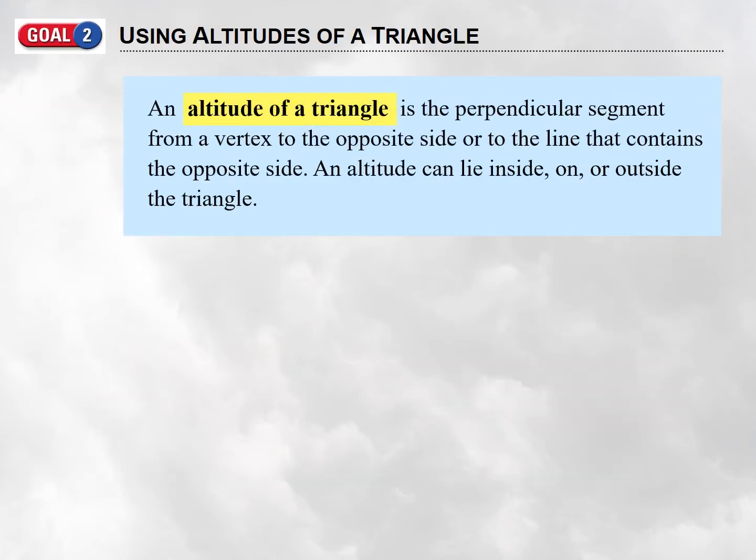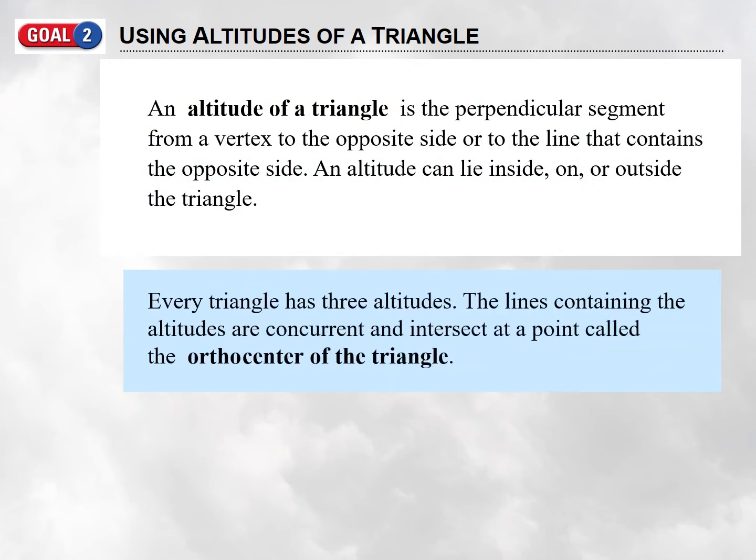Now, how to use the altitude of a triangle. An altitude of a triangle is a perpendicular segment from a vertex to the opposite side or to the line that contains the opposite side. An altitude can lie inside, on, or outside the triangle. Every triangle has 3 altitudes. The lines containing the altitudes are concurrent and intersect at the point called the orthocenter of the triangle.